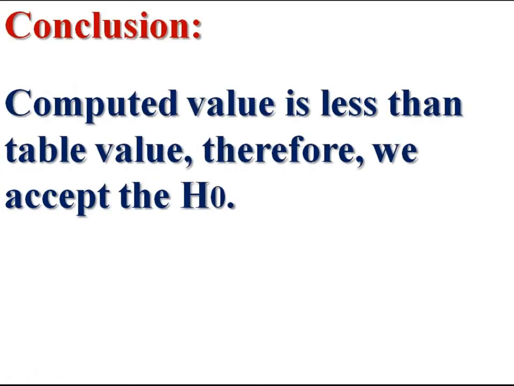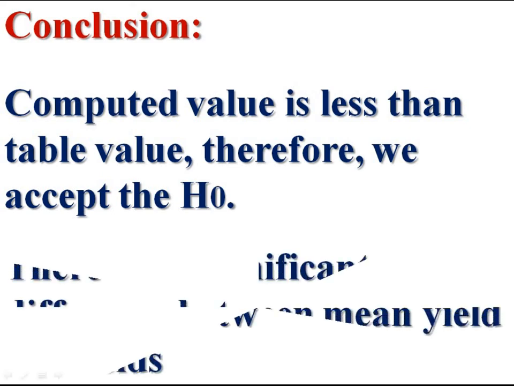Then compare table value with the computed value. The computed value is less than the table value, and therefore we accept H0. We accept the null hypothesis. It means there is no significant difference between mean yield of the 4 fields.